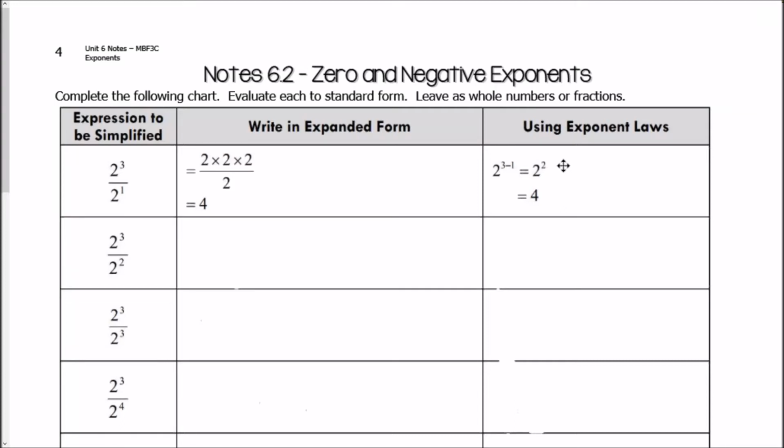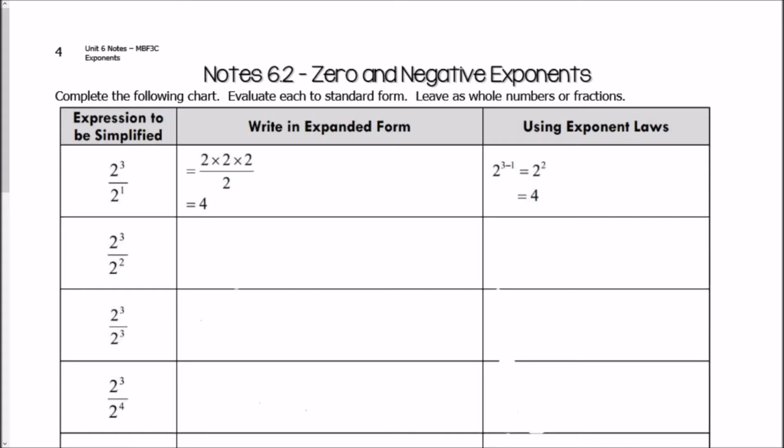Hey everyone, notes 6.2 are on zero and negative exponents. So the directions say to complete the following chart and evaluate each to standard form. Leave as whole numbers or fractions. So in other words, we don't want any decimals at all.